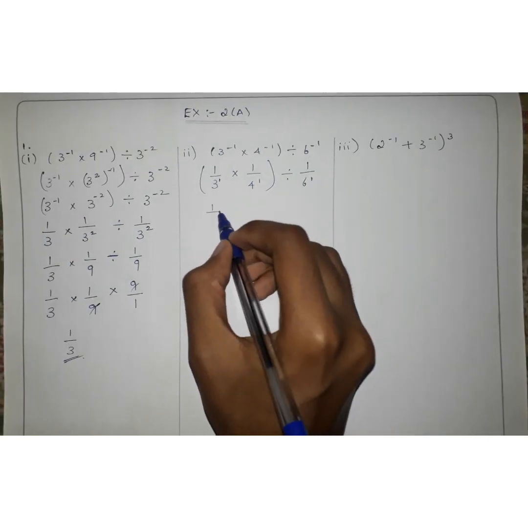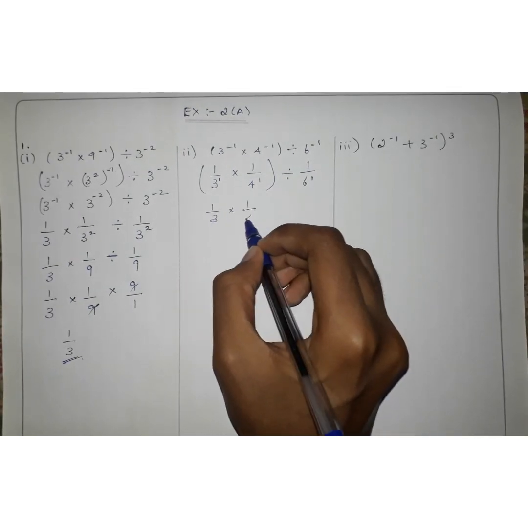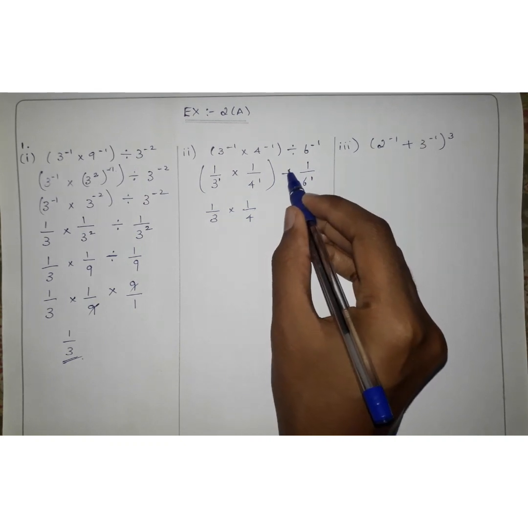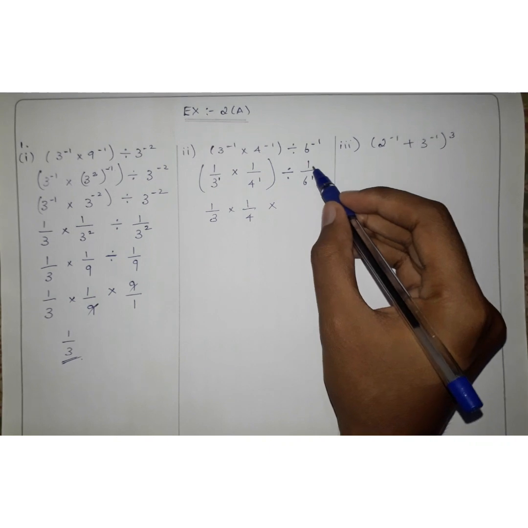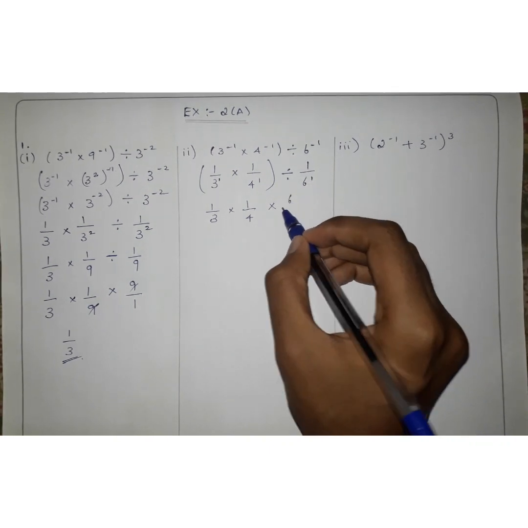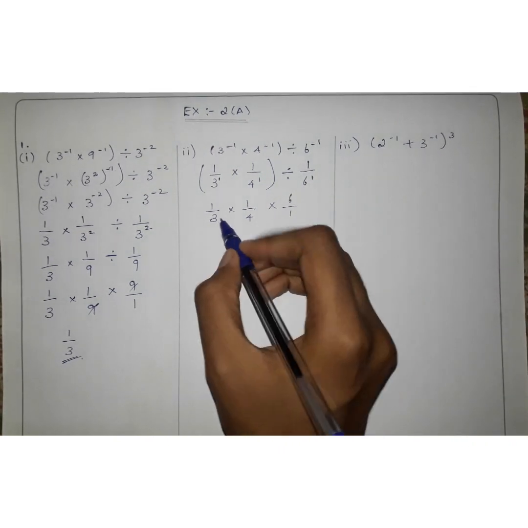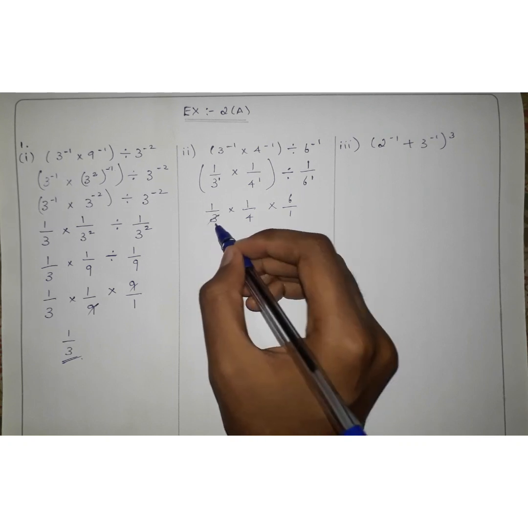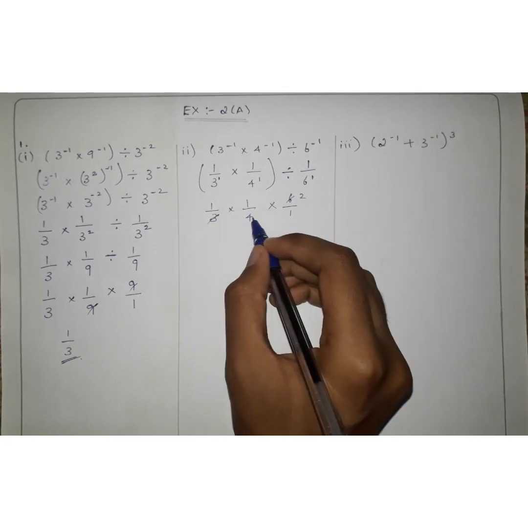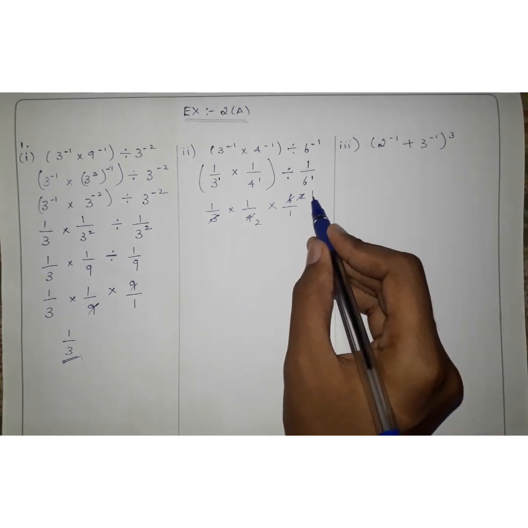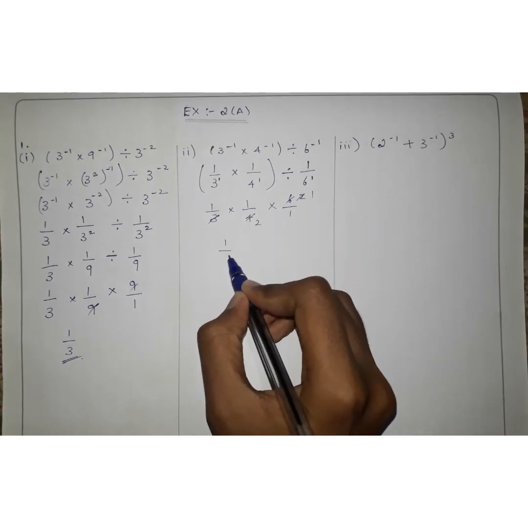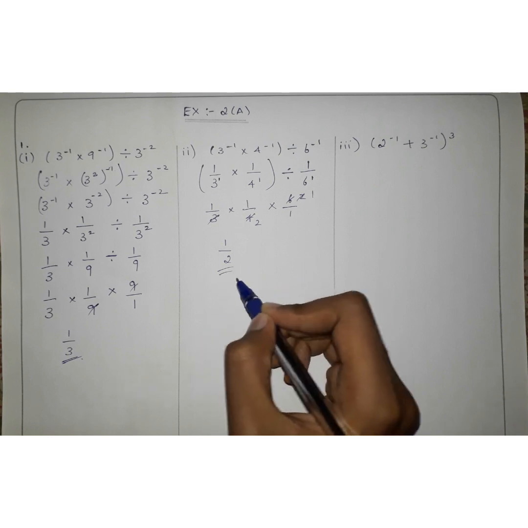Now I'm going to write this as it is, and I'm going to change this division sign into multiplication. So if I change, I'll get 1 by 6 as 6 by 1. It will be reciprocal. Now I'll try to cancel the common terms. 3 ones are 3, twos are 2. Now the remaining terms are 1 by 2. So the answer is 1 by 2.